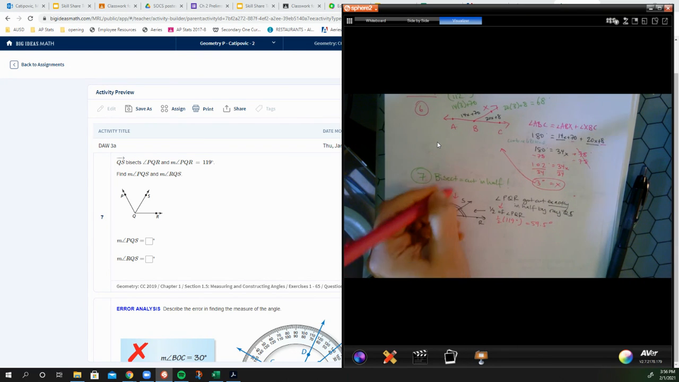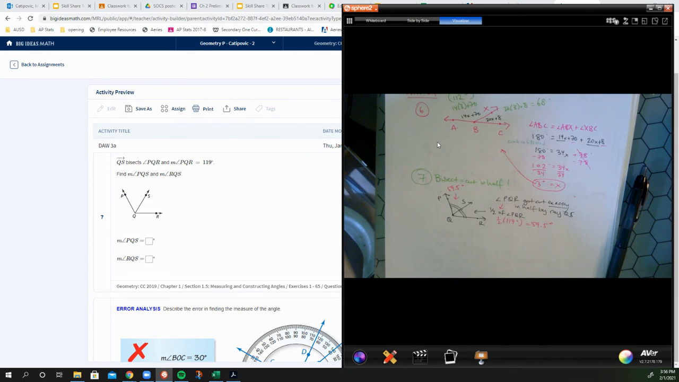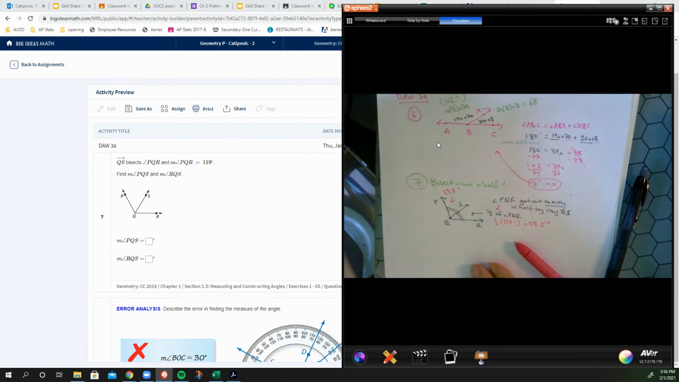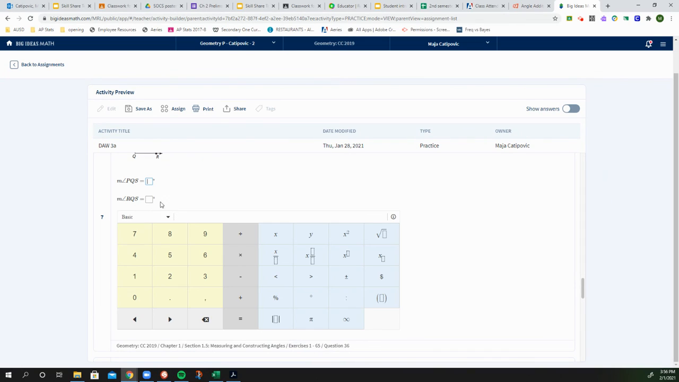This one also got cut in half. Same. And we got to add up to 119. So bisect, cut exactly in half. Same number twice. All right. 59.5.